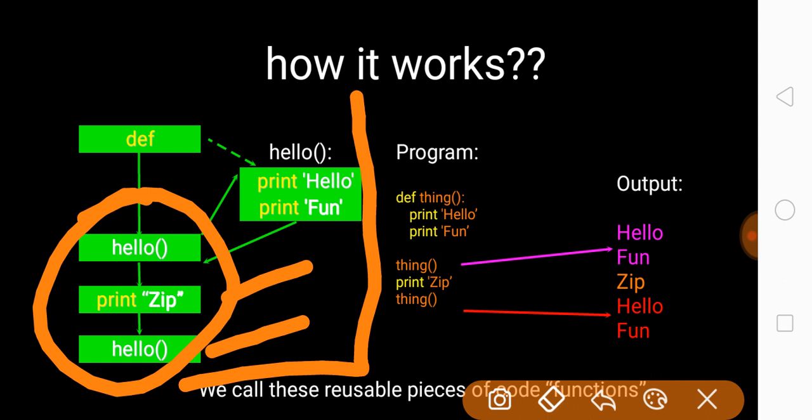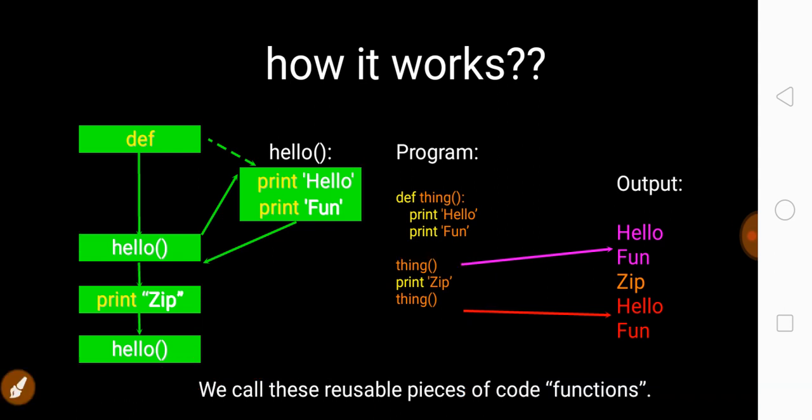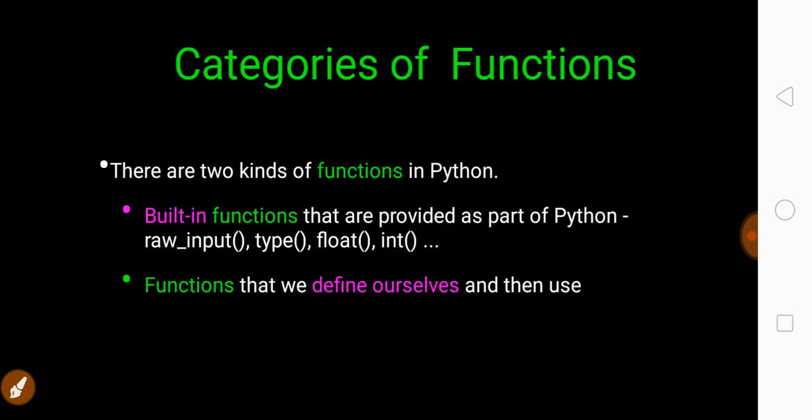Similarly, we have used that in the thing function, and according to this particular program our output will be hello fun zip hello fun. So I hope you got the idea of how a function works. Now let's look a bit deeper into the function.